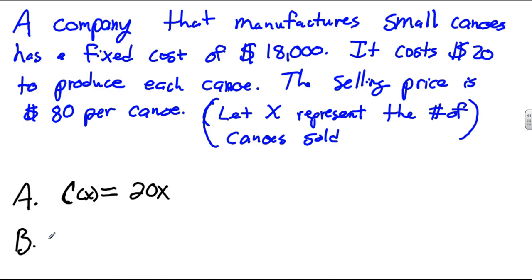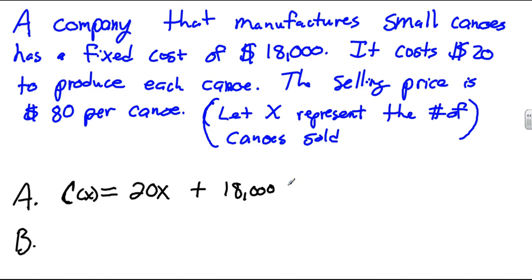Okay, for the b part. Oh wait, forgot about the fixed cost back here, right? So that's your electricity, your rent, your mortgage, all your insurance, all those other things you've got to do. That's the stuff you're going to have every month. Plus, it's $20 cost every canoe. So your cost is $20 per canoe, plus $18,000 you've got to do regardless of whether you're selling canoes or not.